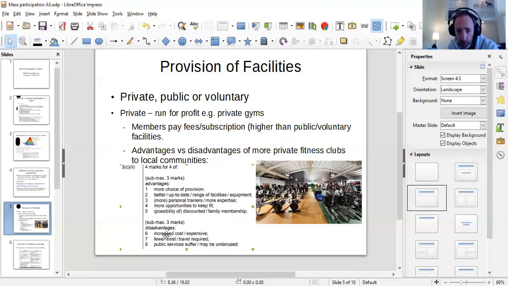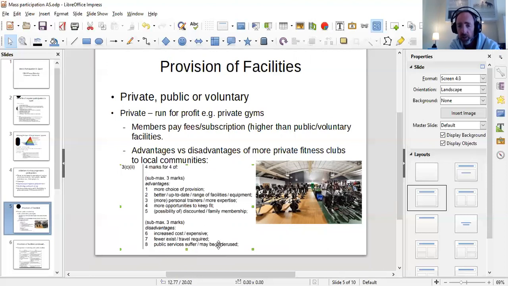Disadvantages: the increased cost. That's a key one that will limit the number of people who join from certain backgrounds. Fewer exist. There's not as many of these clubs. Compared to local facilities, they're not maybe as easily accessible. So travel required. Again, this will kind of cut out some socioeconomic groups, and public services may suffer as a result, may be underused.